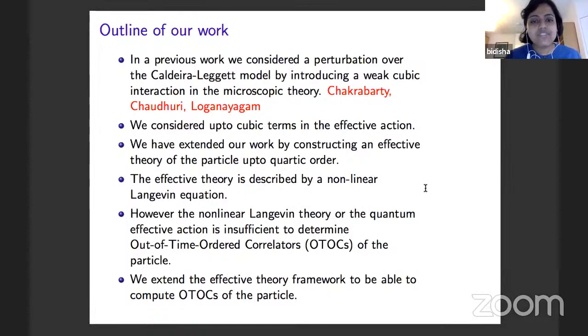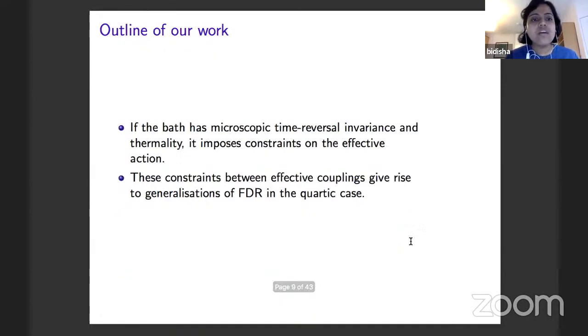In this case, the effective theory has a description in terms of a nonlinear generalization of the linear Langevin equation. However, as we will see, the nonlinear Langevin theory or the quantum effective action is insufficient to determine out of time ordered correlators of the particle. So we have extended the effective theory framework further to be able to compute OTOCs of the particle. If the bath has microscopic time reversal invariance and thermality, then it will impose further constraints on the effective action. These constraints between various effective couplings in the action give rise to generalizations of the fluctuation dissipation relation in the quartic effective theory case.